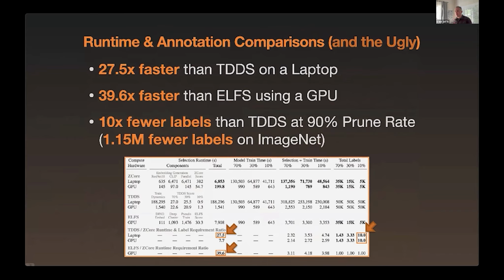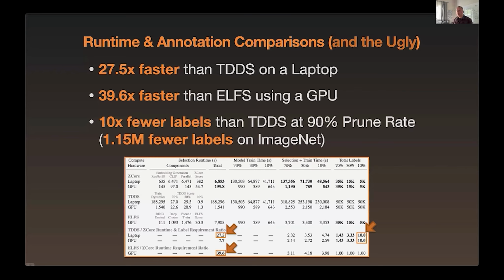So we find in our benchmark experiments that ZCore runs 28 times faster than TDDS on a laptop and 40 times faster than ELFS on a GPU. Now, the reason why we don't have a laptop comparison is because of hardware requirements. We couldn't even get ELFS to run on our laptop that we use for these experiments, but we still have the comparison on the GPU. ZCore is still much faster.